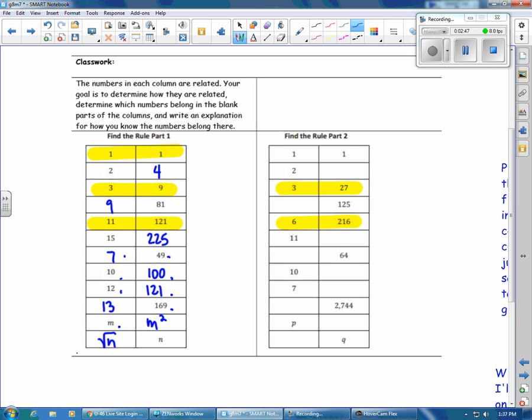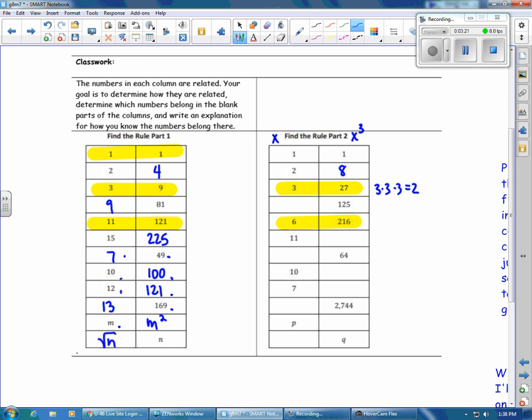Let's think about this. I know it's not a square root table because 3 times 3 is 9, not 27. But what about 3 times 3 times 3? 3 times 3 is 9, times 3 is 27. So this is a cube root table. This is our input and this is our cubing. So 2 cubed: 2 times 2 is 4, 4 times 2 is 8.